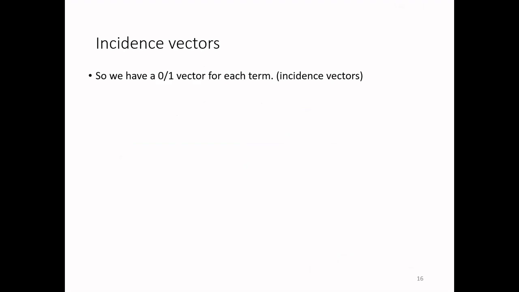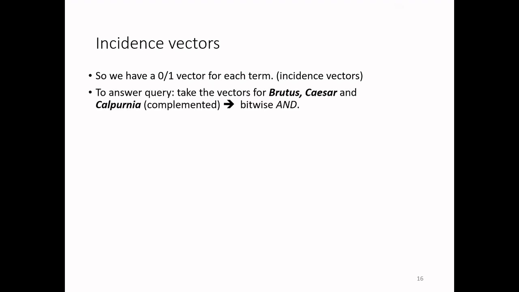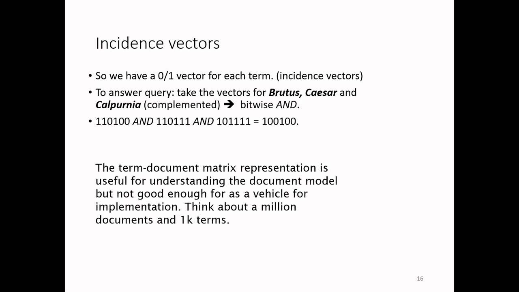All right. So this is how this kind of operation is performed. These 0, 1 vectors for each term are known as incidence vectors. To answer the query, take the vectors for Brutus, Caesar, and Calpurnia. Calpurnia will be complemented because we said not Calpurnia. All right. And then we perform a bitwise AND operation and see what we get. That is the resulting query that we will be using. And that gives us the way to search for the result.